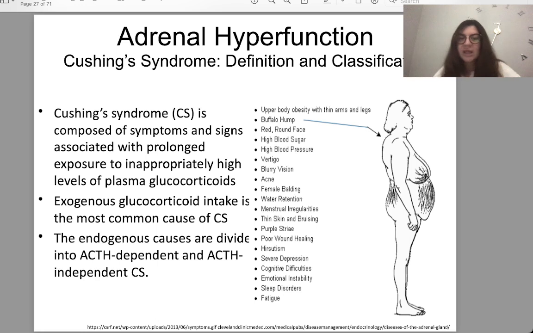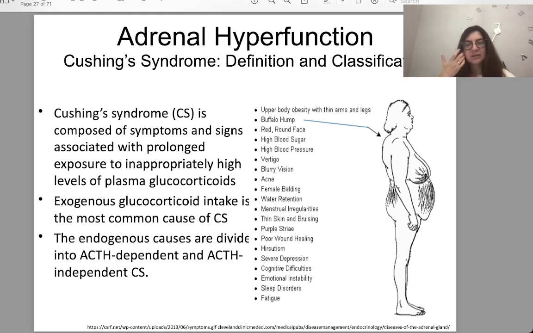Cushing syndrome. Let's give definition and classify it. Cushing syndrome is composed of symptoms and signs associated with prolonged exposure to inappropriately high levels of plasma glucocorticosteroids. Exogenous glucocorticosteroid intake is the most common cause of Cushing syndrome. The endogenous causes are divided into ACTH-dependent and ACTH-independent Cushing syndrome.